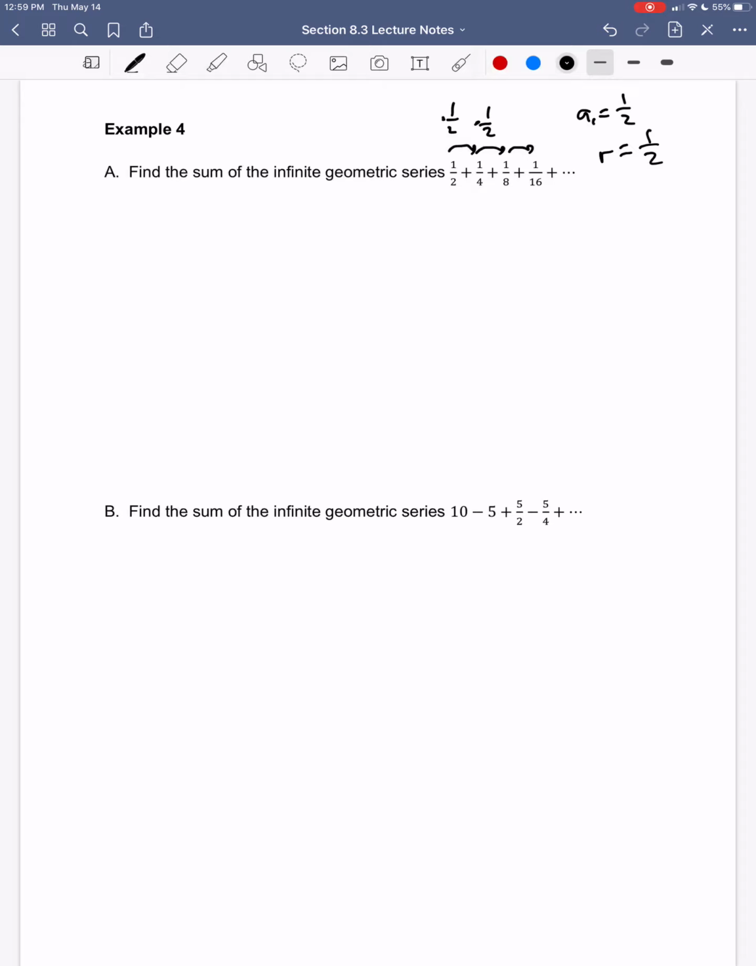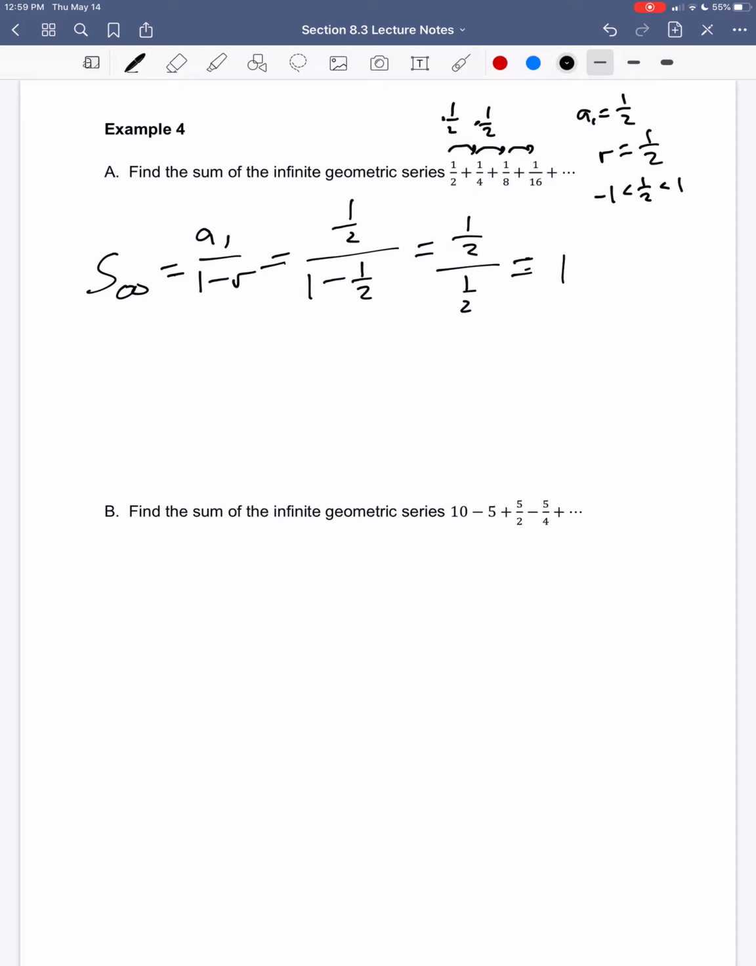Since R is equal to 1/2, and 1/2 is between -1 and 1, then I can use this formula for S sub infinity. So that's just going to be A sub 1 over 1 minus R, which is 1/2 over 1 minus 1/2. But that's just 1/2 over 1/2, and anything over itself is 1.